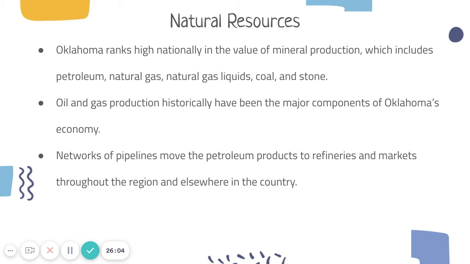So we see that oil and gas, so natural gas, have historically, since before Oklahoma became a state, been a major component in our economy. We see that networks of pipelines move the petroleum products to refineries and markets throughout the region and elsewhere in the country. It starts here and gets refined sometimes here in Oklahoma, sometimes in Kansas or Texas, and then it gets sent out to the rest of the country. We see Oklahoma makes a national impact with our resources, with our products.